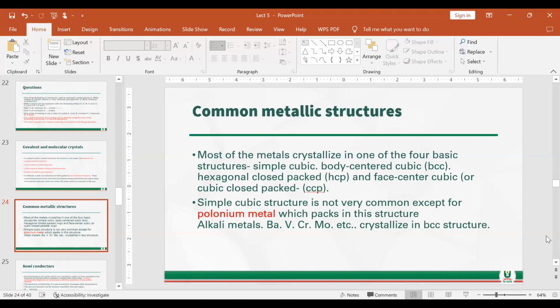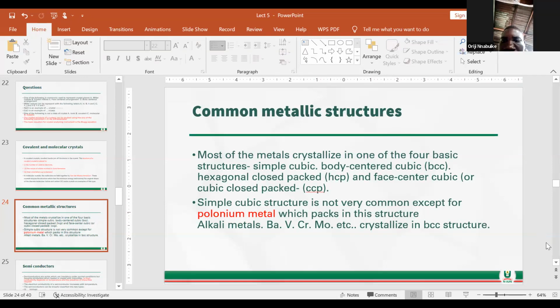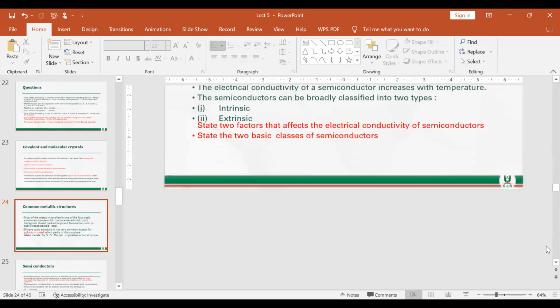There is another set of metals crystallized in alkaline metal, barium, vanadium, chromium, and molybdenum. They crystallize in body centered cubic structure, but the simple cubic structure is common for polonium metal. So barium, vanadium, chromium, and a few others are body centered cubic crystals.